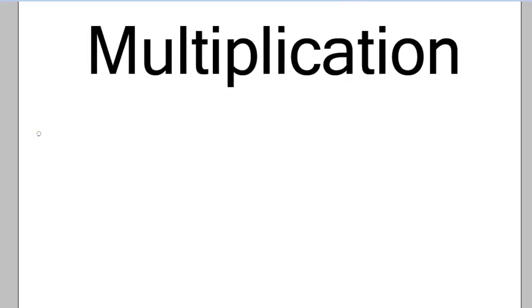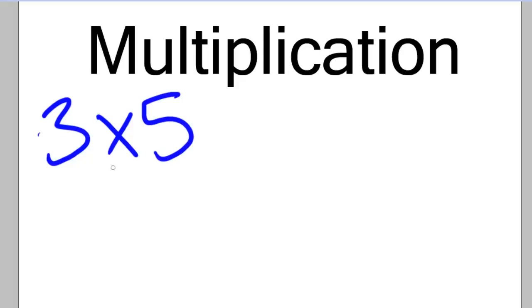Today, we're going to be multiplying and dividing positive and negative integers. Before we talk about division, let's talk about just multiplication. And I know that there are three specific ways that we can write multiplication. So when we were kids, we learned 3 times 5 was written like this with the x. So that's certainly one way to write it.